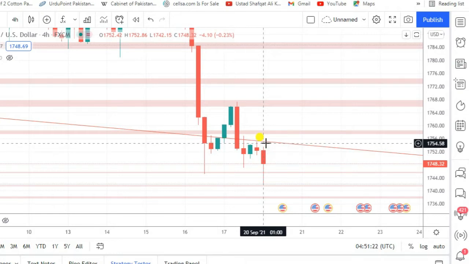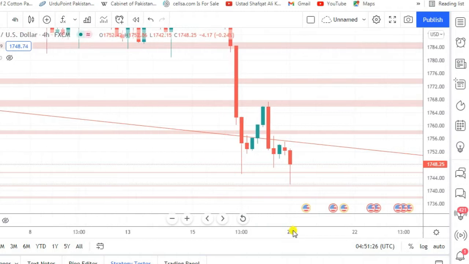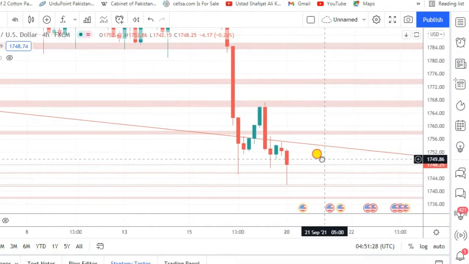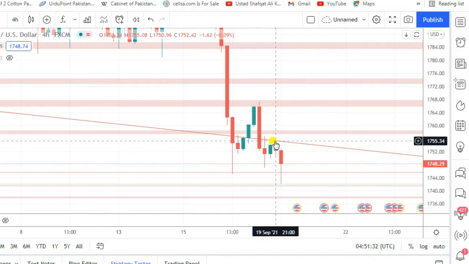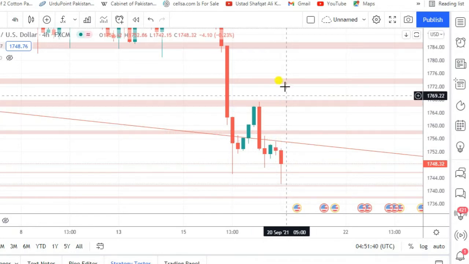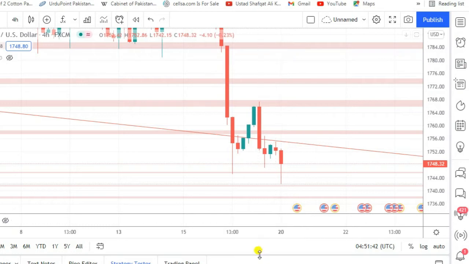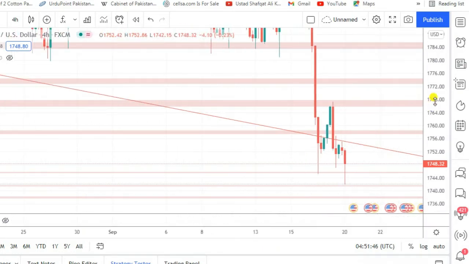If market today, on any H4 candle or any daily candle, especially on the H4 time frame, closes above 1755, then you can look for a buy trade, and your targets would be at least 1765 and then also approximately 1780. So this entry was for buyers.